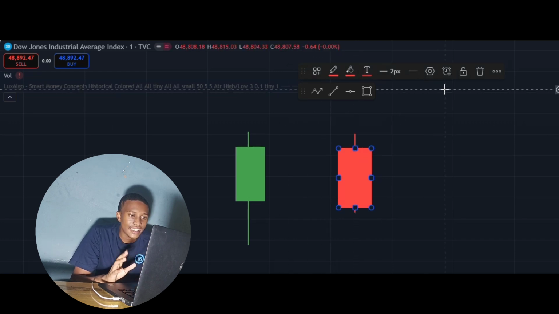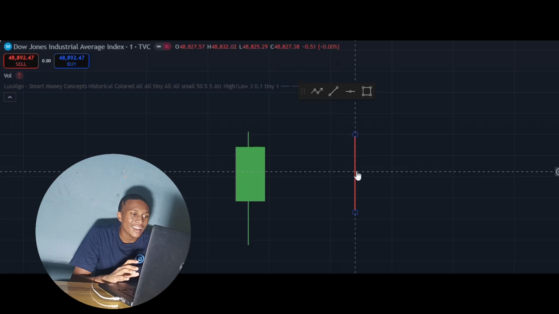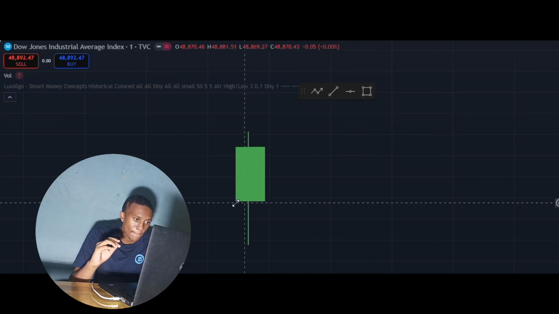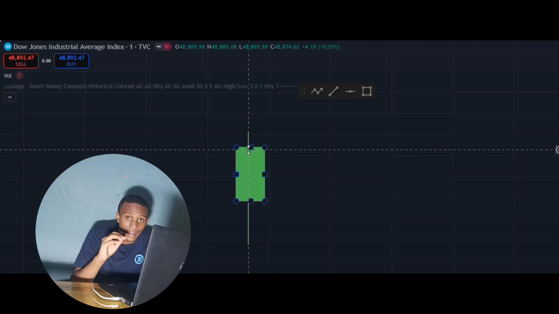So let's add another candlestick just to show you that candlesticks represent momentum. Okay, I am adding another candlestick.